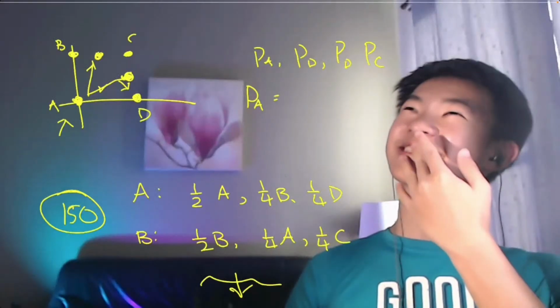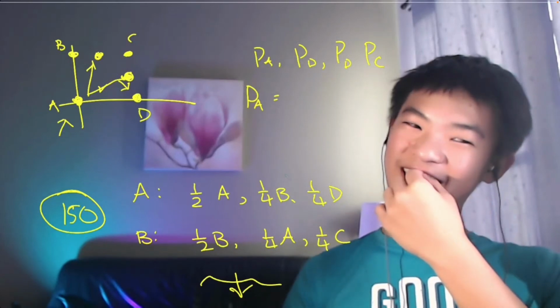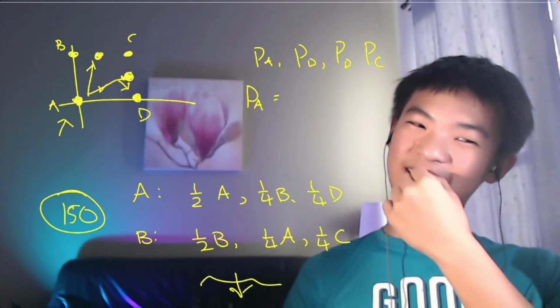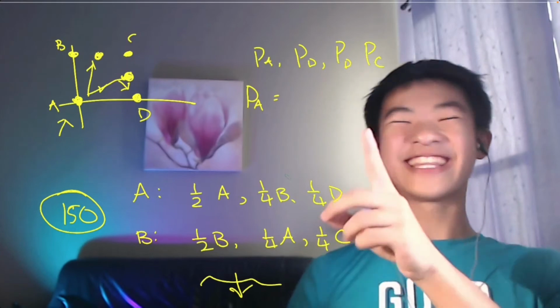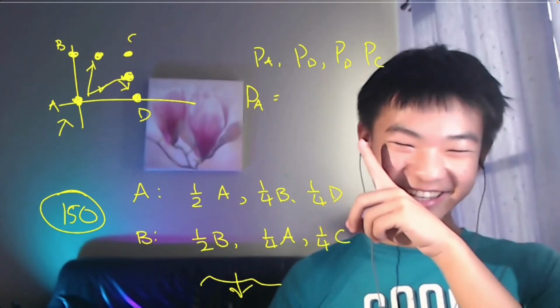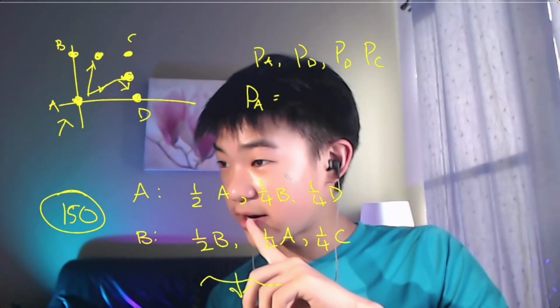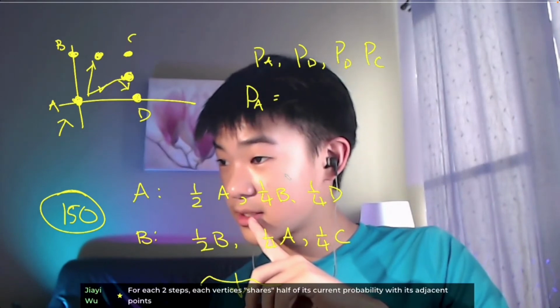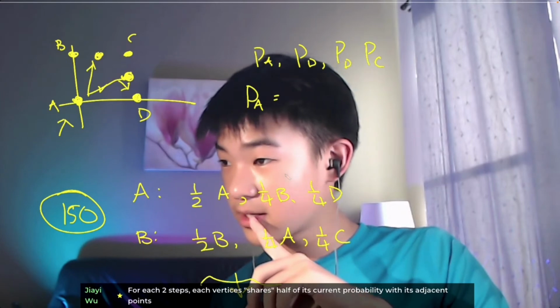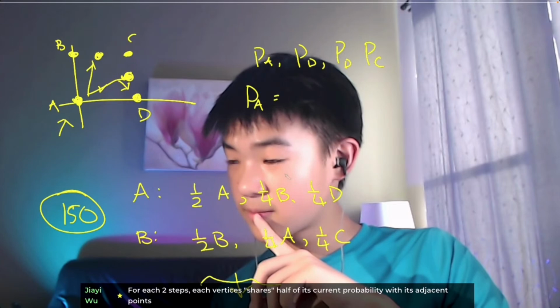Wait a moment, actually, I don't think you're crazy. I think that's a very good point, actually. For each of the 2 steps, each vertex shares half its current probability with its adjacent points. Write down the probability of landing on a point for every 2 steps.